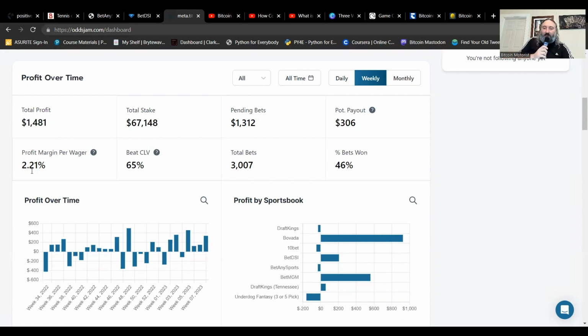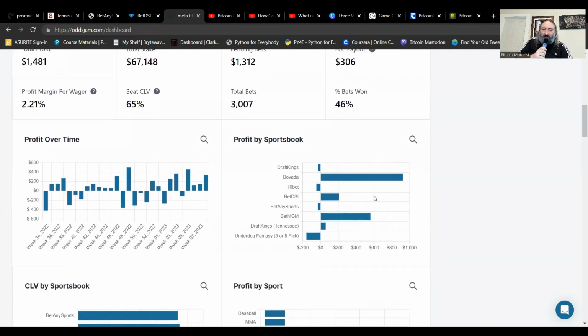So here's a listing of my profit by sportsbook. I got Bovada at the highest, and BetMGM. BetMGM is a weird one. I only had one big win on BetMGM. This is why it's in the positive, but it's not a sportsbook I normally play on because I'm not in a state that has BetMGM. BetDSI is up, and then DraftKings is about a wash right now.